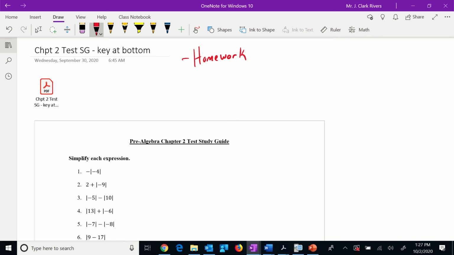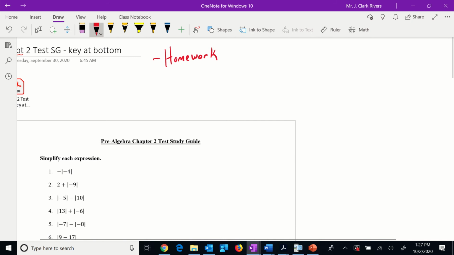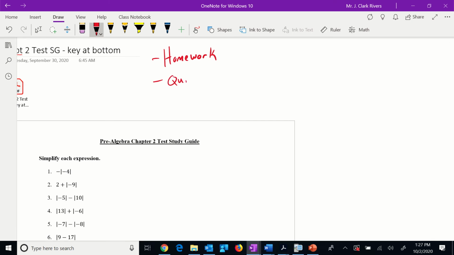Anything you got wrong, I would recommend you erase it and rework it and then check the key to see if you get it right. That would mean that you improved, right? If you didn't know it before but now you know it, that's improvement. And if you got it wrong a second time, check the key and see if you can't figure out where you're going wrong on that. We took one quiz this chapter, so make sure you review your quiz and you know all the information on there. And then, of course, this study guide and this video.